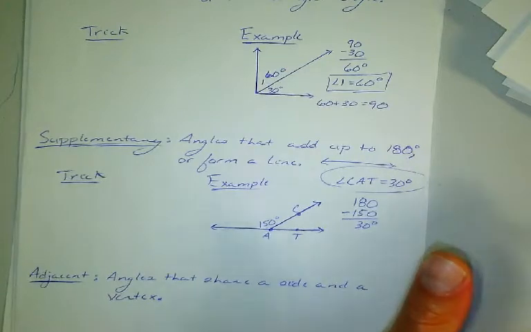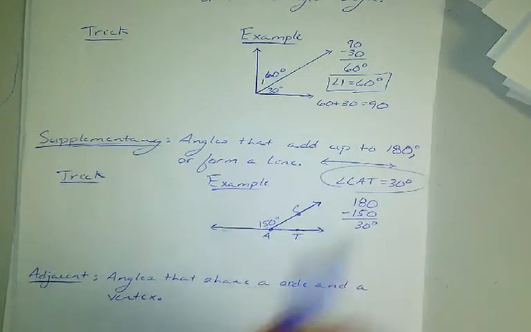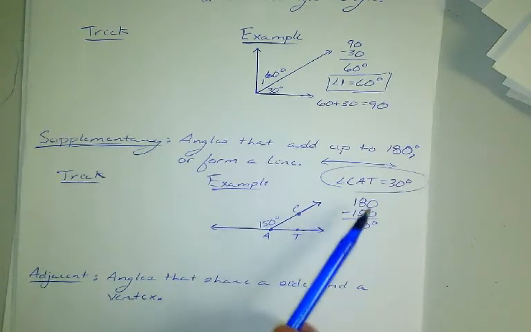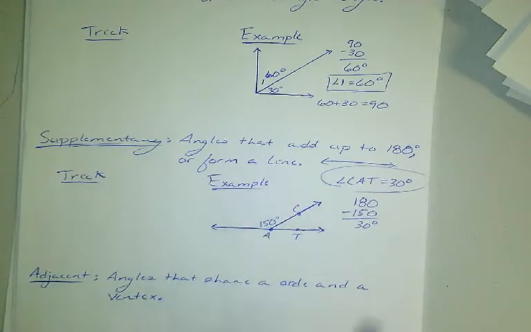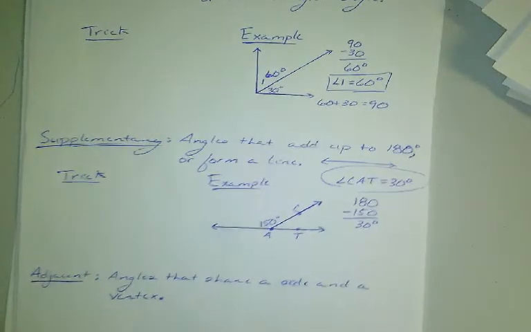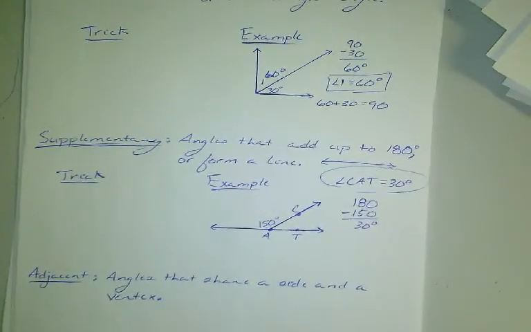All right, so supplementary means they add up to 180. If you need to find a missing angle, you do 180 minus whatever angle they give you, and that gives you your missing angle. Now I do have two tricks for you, so you'll never forget this.